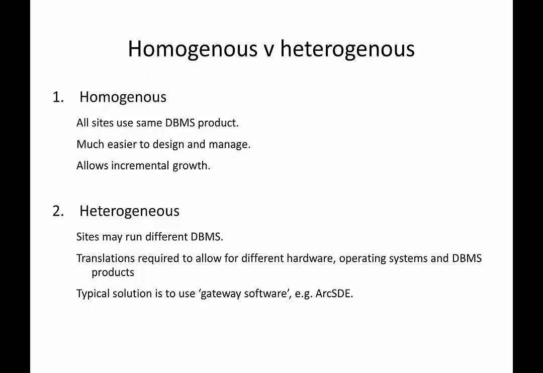So distributed database systems can be classified in two types depending on the database management software being used. You can have homogeneous systems, in which case all systems use the same DBMS product. These are easy to design and manage and allow incremental growth. So if you're starting off from a de novo distributed system, a homogeneous system might be a good idea because the fewer things you have to worry about, the simpler it is.